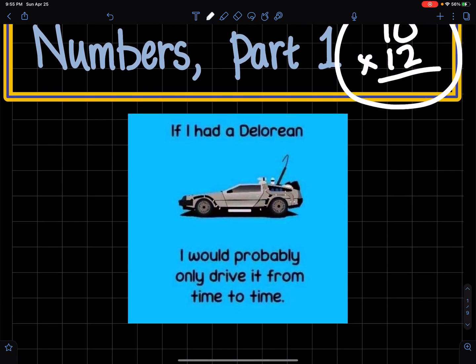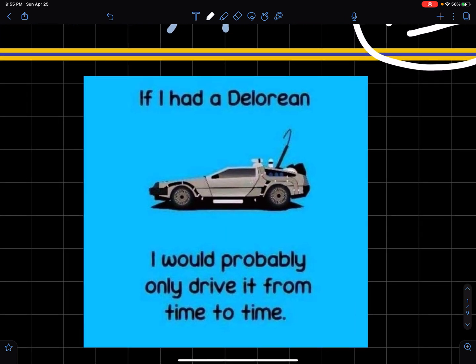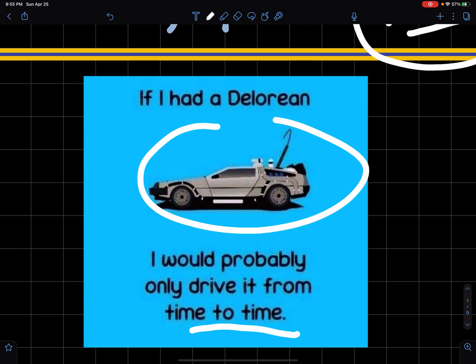Here we go. If I had a DeLorean, I would probably only drive it from time to time. Okay, that's funny because of Back to the Future. Do you remember on Back to the Future, their time machine was made out of a DeLorean? And so they're saying, I'd only drive it from time to time. Get it? Okay, that's pretty funny.